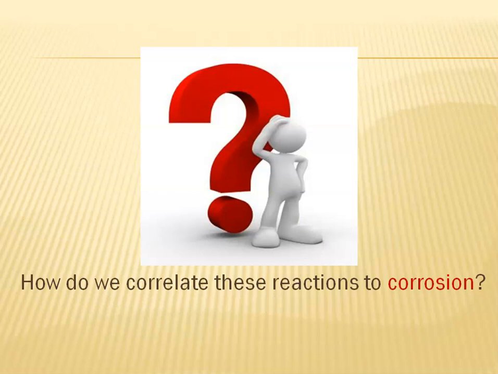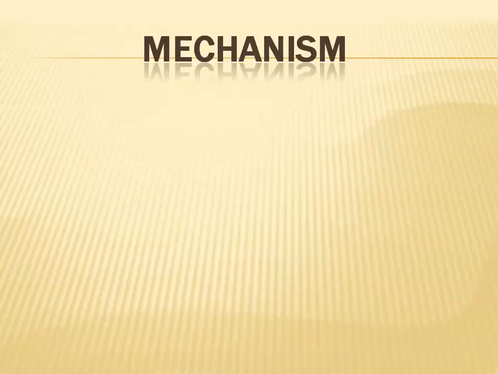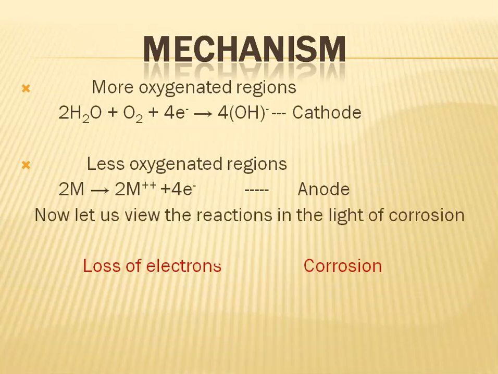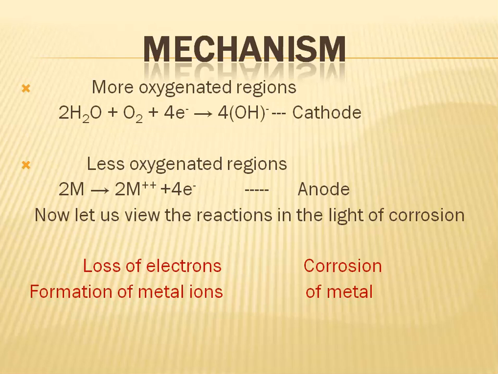How do we correlate these reactions to corrosion? Let us see these reactions once again. The loss of electrons, or the formation of metal ions from metal, results in corrosion of metal, which takes place at the less oxygenated region, which is the anode. That is, the anodic metal corrodes.